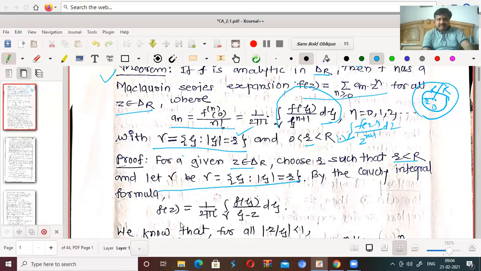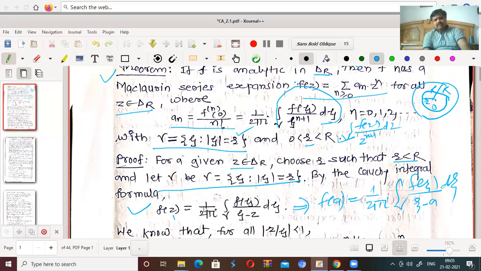We know the Cauchy's integral formula: if this holds, then f of z is equal to 1 by 2 pi i integral over gamma f of xi upon xi minus z d xi. There was the formula for f of a also. If a lies inside this disk, then f of a equals 1 upon 2 pi i integral over gamma f of xi upon xi minus a d xi. This was the Cauchy's integral formula. So replacing a by z, we get f of z equal to 1 upon 2 pi i integral over gamma f of xi upon xi minus z d xi.